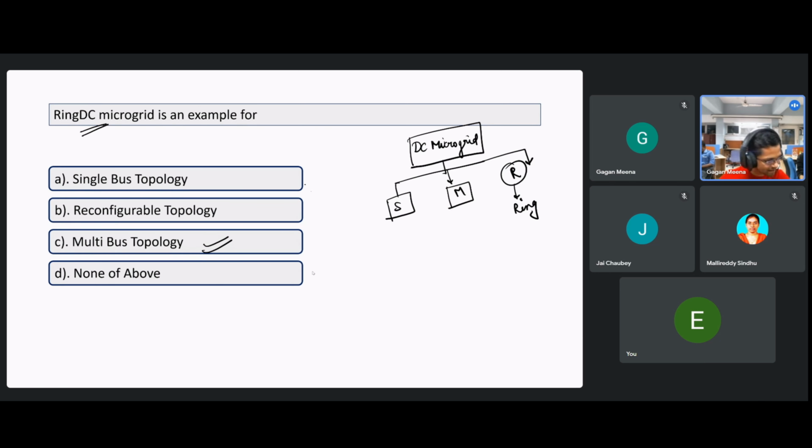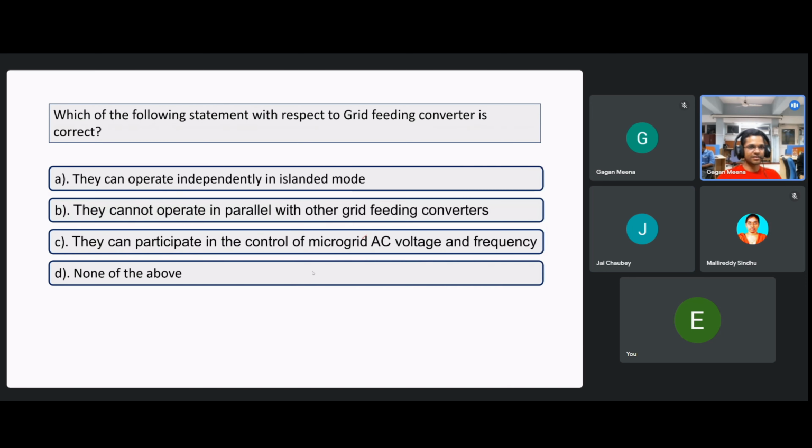Is it okay? Yes, okay. Okay, so now this is the next question. Which of the following statements with respect to grid feeding converter is correct? So, grid feeding converter. Which one is correct?